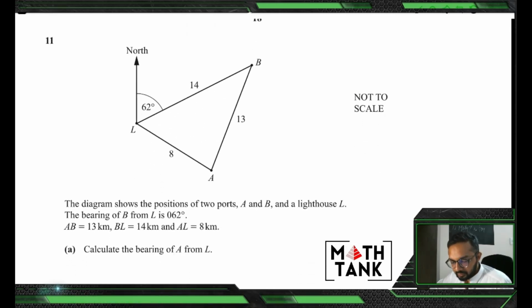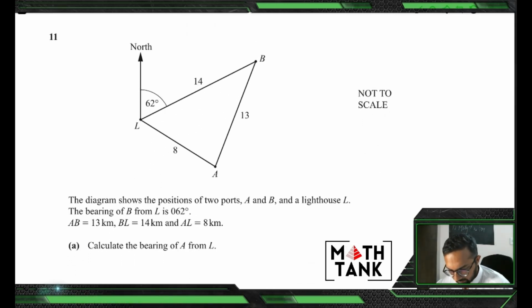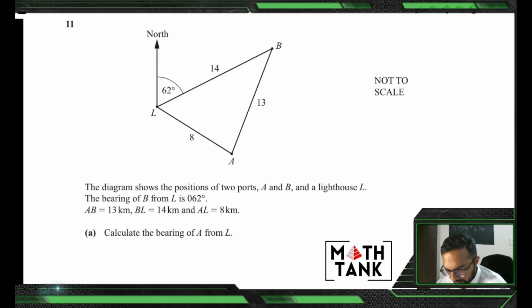Okay, so the next question is this from the same paper. It says the diagram shows the position of two ports A and B and the lighthouse L. The bearing of B from L is 062. So that's the bearing that they're talking about. It says AB is 13. Calculate the bearing of A from L.